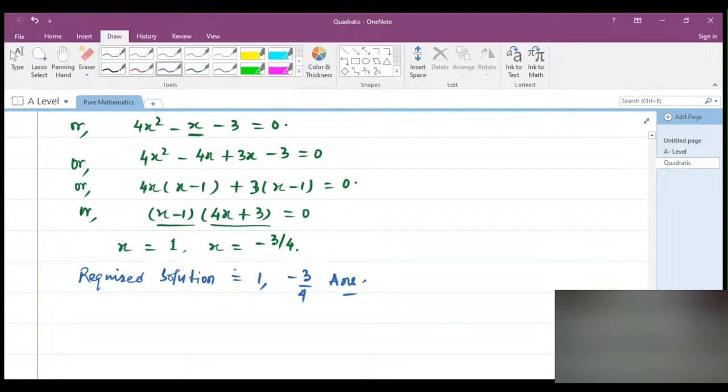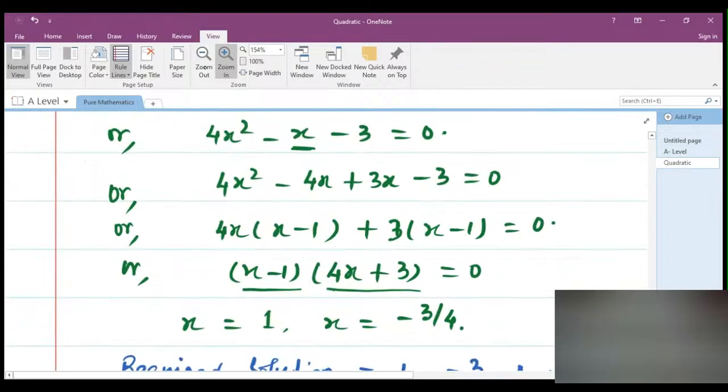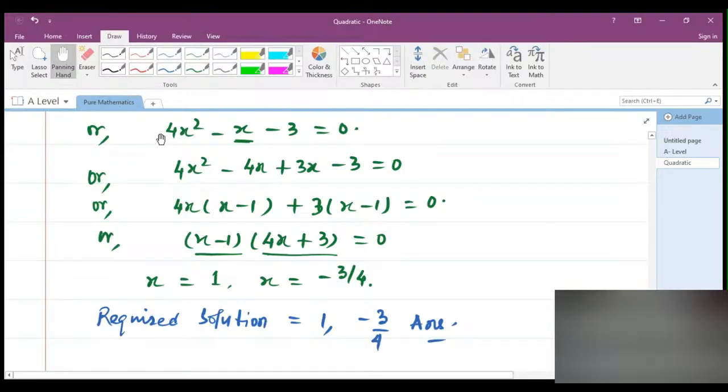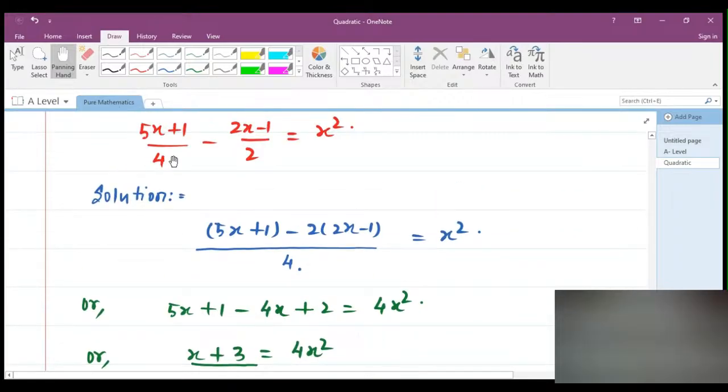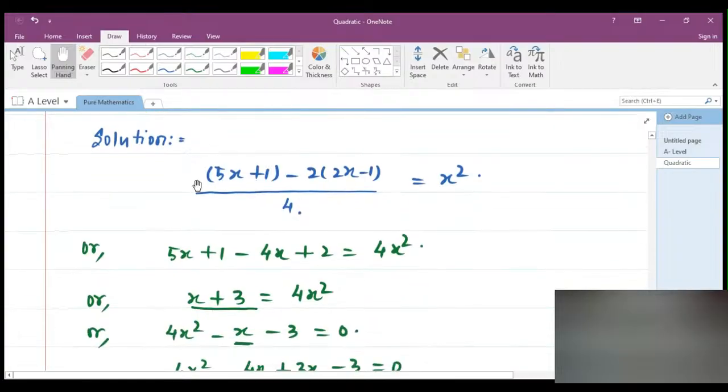Now I am going to zoom this solution, so you have no problem to note it. So this is the question: (5x+1)/4 minus (2x-1)/2 equal to x square. So in the solution we take LCM 4, and we get this step.